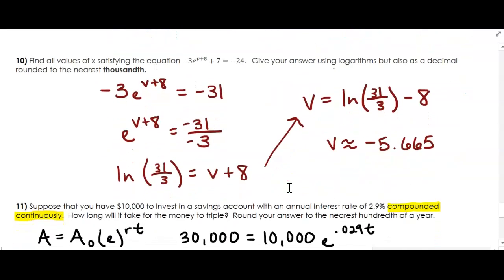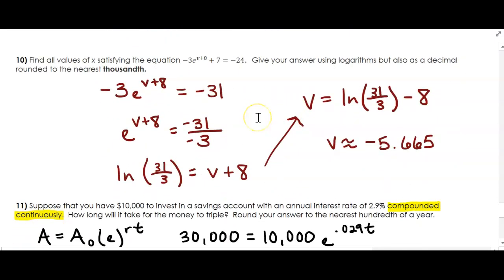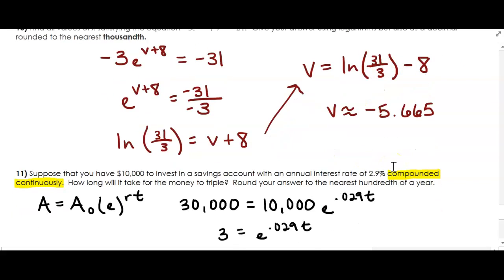For number 10, this one's super straightforward. It's not in the context of a real world situation. It's just, hey, here's the equation, solve for v, which is a variable in my exponent. I did that, got my base and exponent by itself, rewrote as a log. Same 2 steps. It does not change. It just does not change. You're able to plug that into your calculator to get your v value.